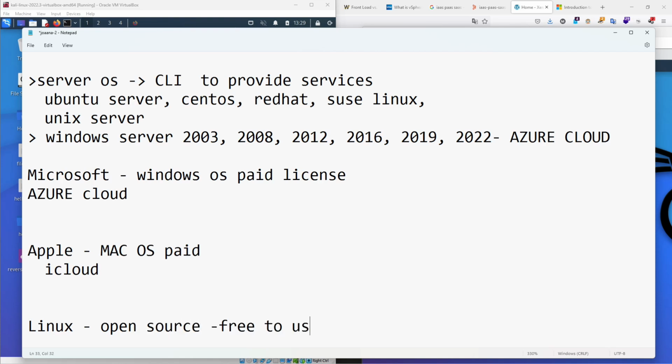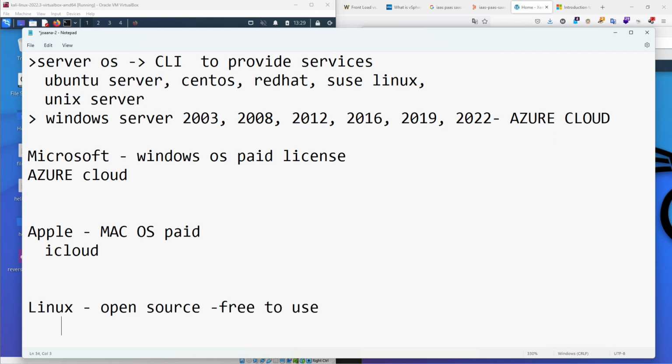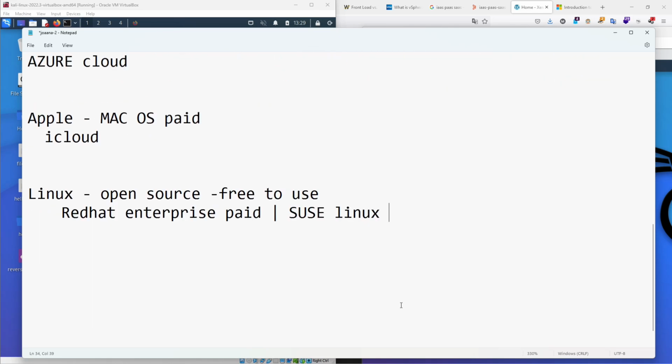Anybody can use it. Some of the operating system companies have created their own brand. Red Hat is one of them. The enterprise version is a paid one they have, and Source Linux is another company. They have their own. Actually, the whole concept goes back to the history of the 1970s and 1980s. That's how it is coming.